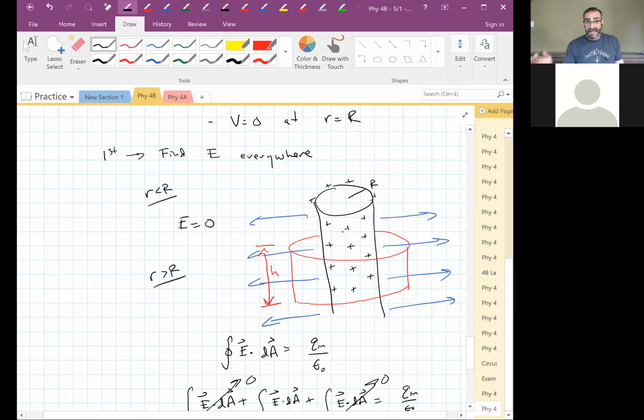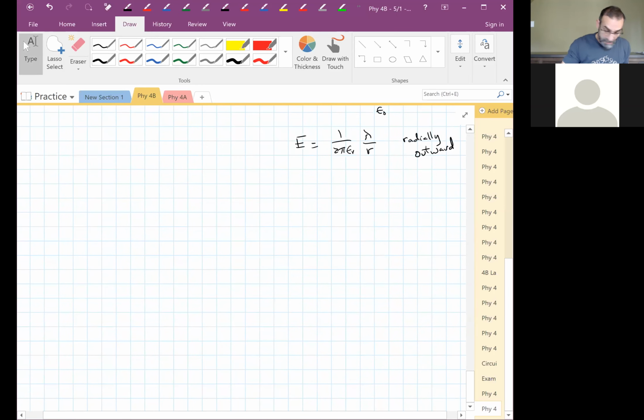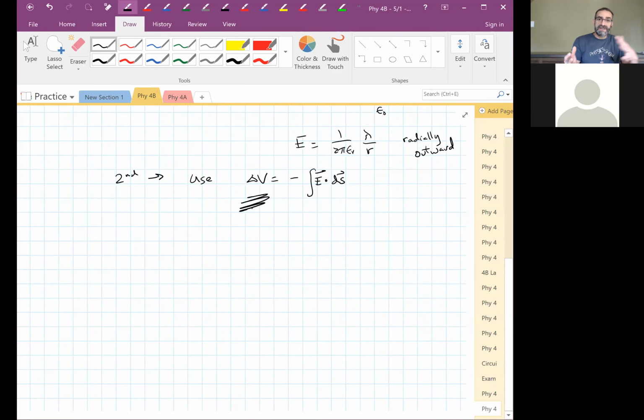Now we're ready to find electric potential. So now we use the change in potential is minus the integral of E dot ds. So where are we going to start? This gives us the change in potential. So if we start where we don't know what the potential is, we'll get the change going to somewhere else, but it won't tell us what the potential is there. So we always start where we know what the potential is.